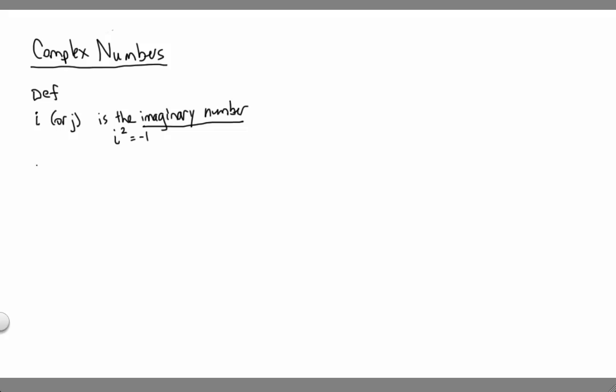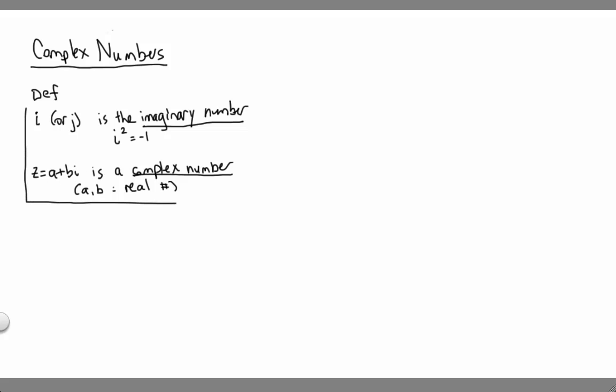And then from there, we want to define a complex number. If we write something like z equals a plus bi, then we say that's a complex number. In this context, a and b are real numbers. What makes z a complex number is that it has a real part and an imaginary part being added together. So those are our first two definitions, and based on that we're going to do a bit of algebra.